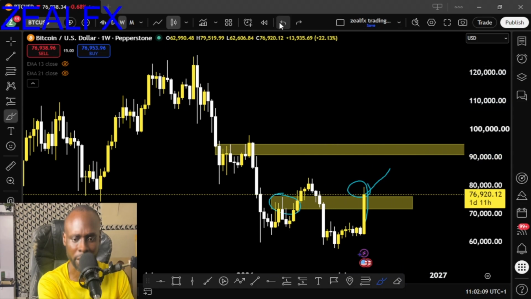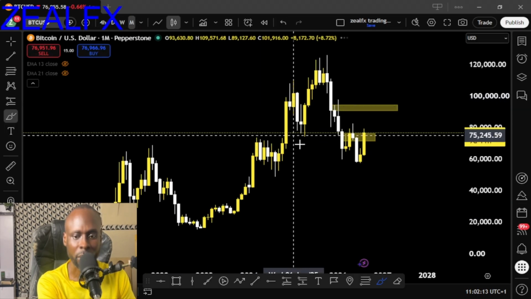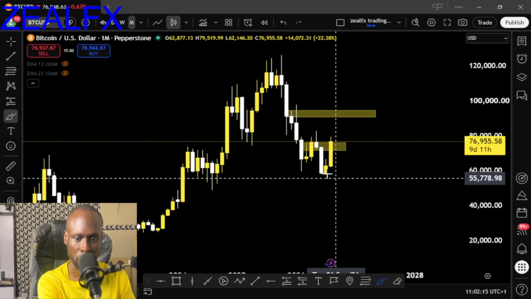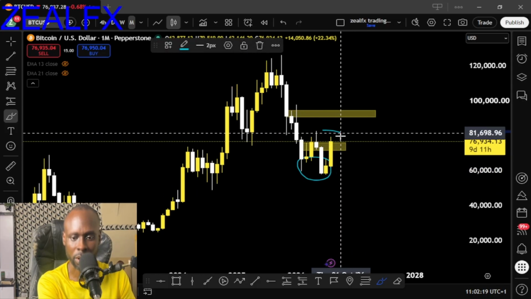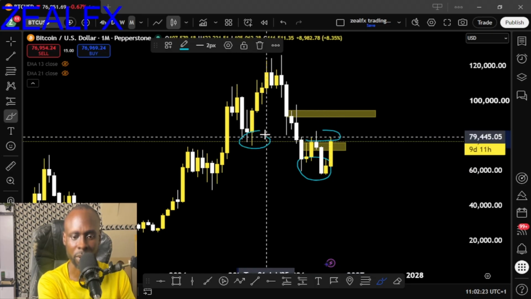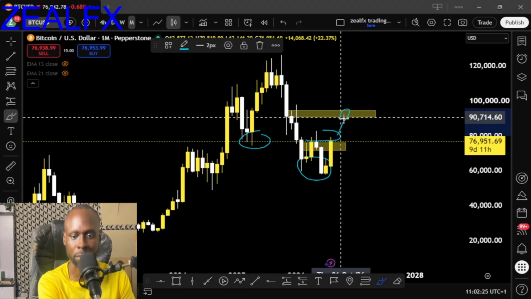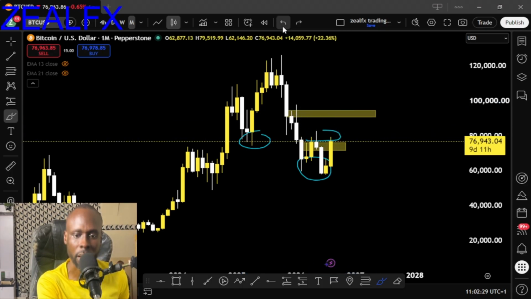Let's look at the monthly time frame of BTC USD. On the monthly time frame of BTC, we have price close on this support, which triggers the buy to this resistance. And we can see price closed above this previous support, which will trigger the buy to this resistance. So this is what we're expecting from the BTC USD, guys.